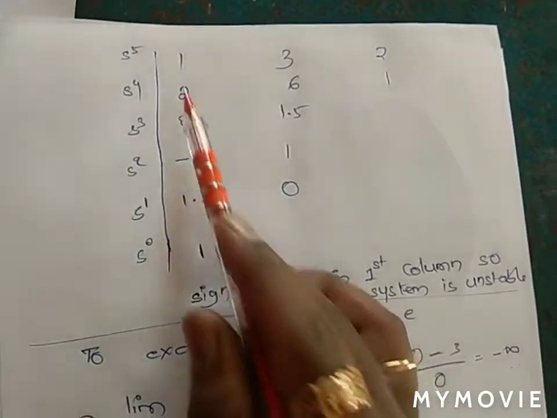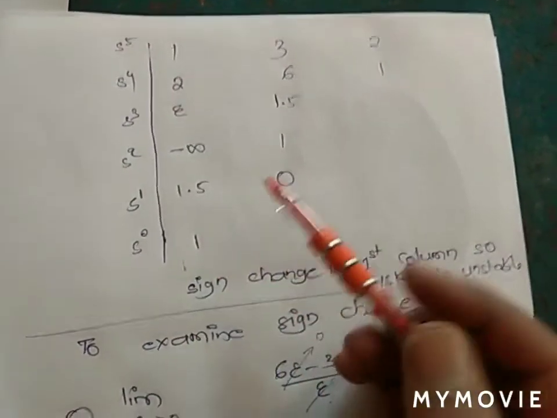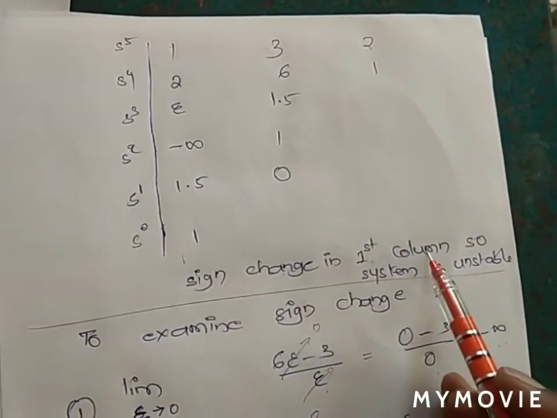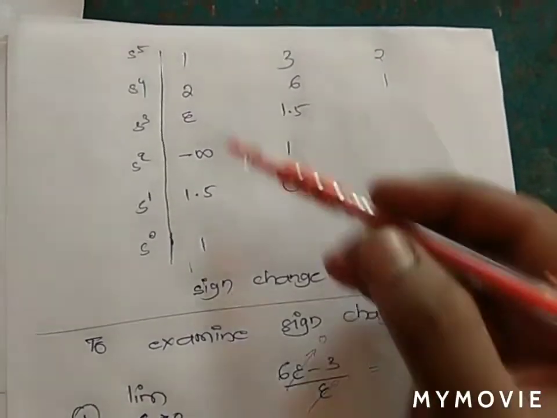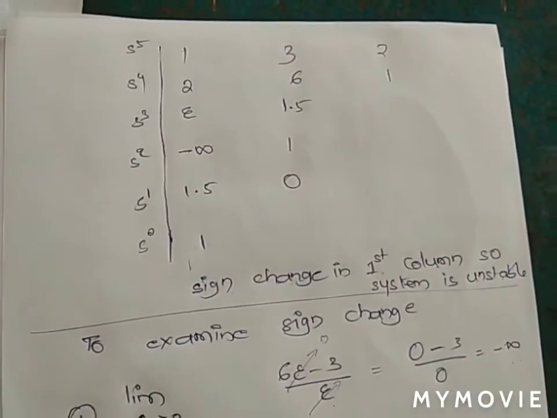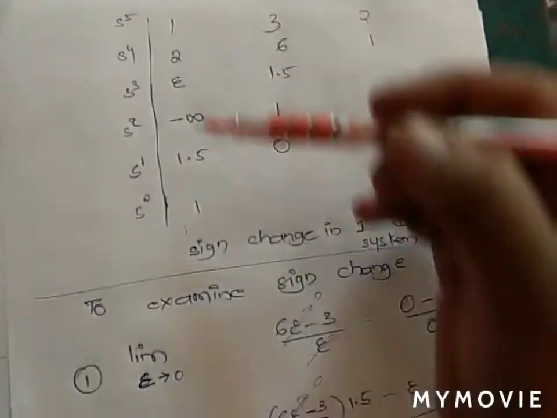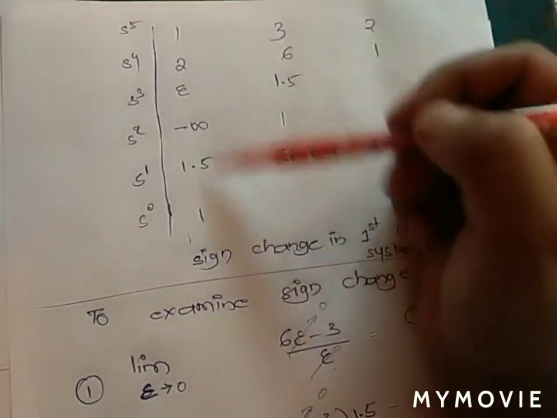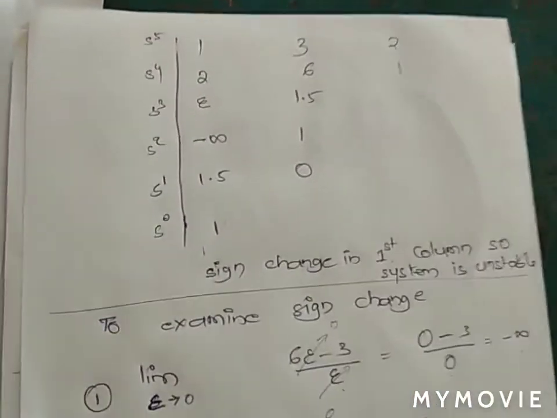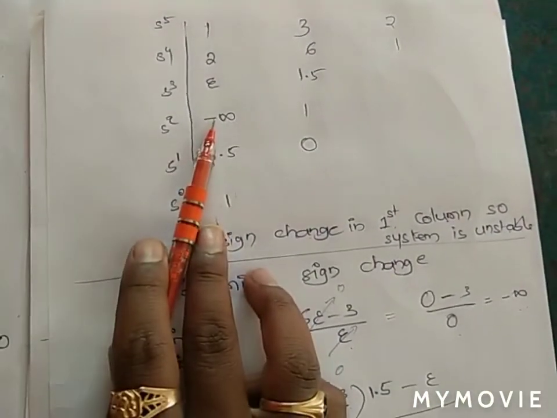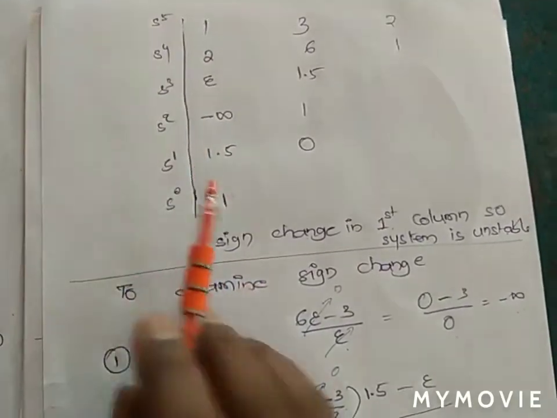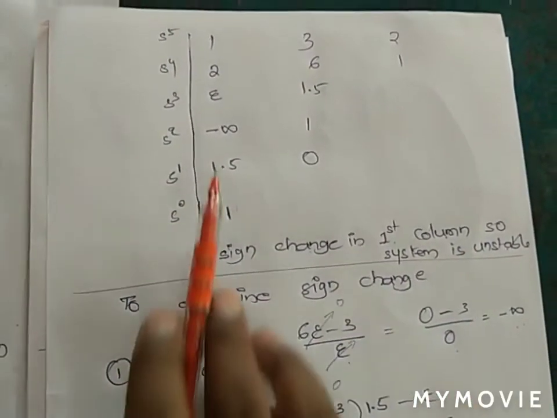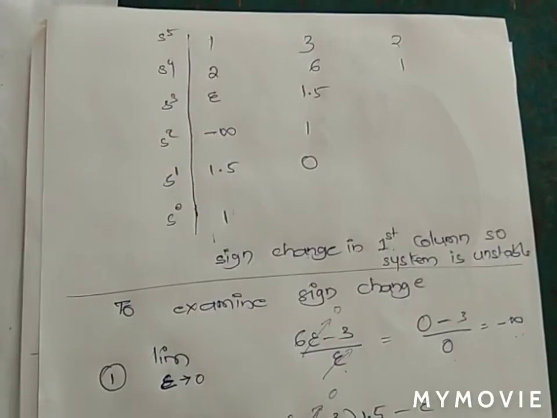Okay, so we check the sign change in the first column, right? If there is a sign change, the system is unstable. If there is no sign change in the first column, then the system will be stable. Here there is a sign change, so the system is unstable.